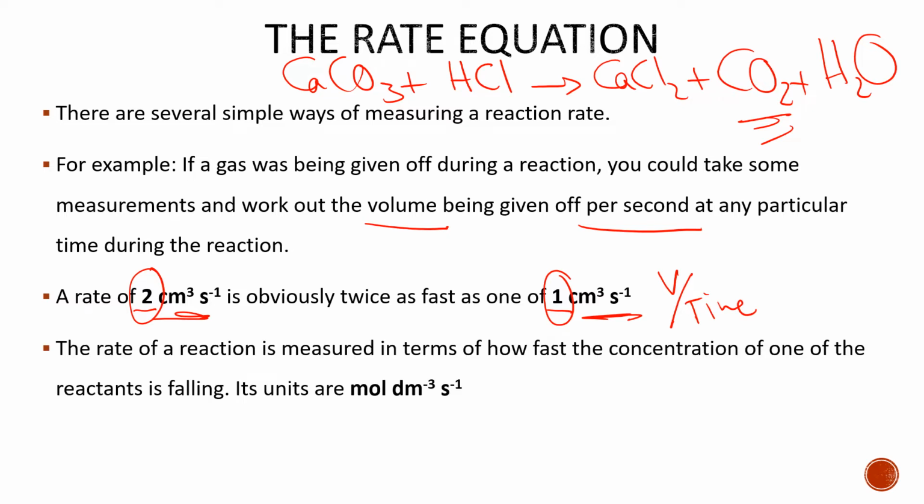The rate of a reaction is measured in terms of how fast the concentration of one of the reactants is falling. So we are speaking about how the reactants are used up per unit time. Its unit here represents the concentration of the reactants per time.